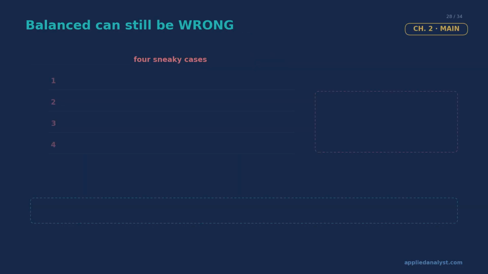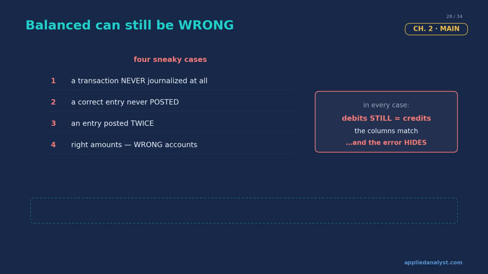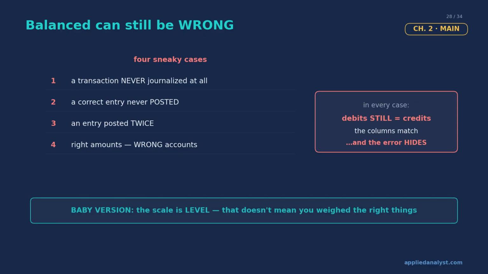Now the warning, and exams love it. A trial balance can balance and still be wrong. 4 sneaky cases. A transaction never journalized at all. A correct entry never posted. An entry posted twice. Or the right amounts pushed through the wrong accounts. In every one of those, debits still equal credits. The columns match, and the error hides. Baby version. The trial balance checks that the scale is level, not that you weighed the right things.